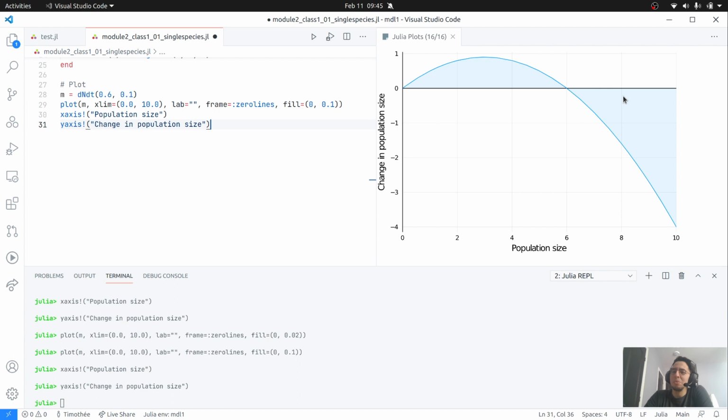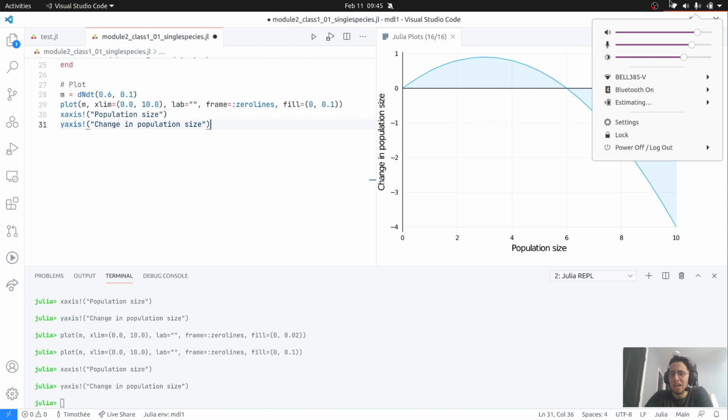If we had a population that was 8, then when the population is 8, we know that its growth rate is negative. And the fact that we have a negative growth rate means that the population is going to be moving towards the left. It is going to be decreasing, and it's going to be decreasing up until the point where it reaches n equals 6.